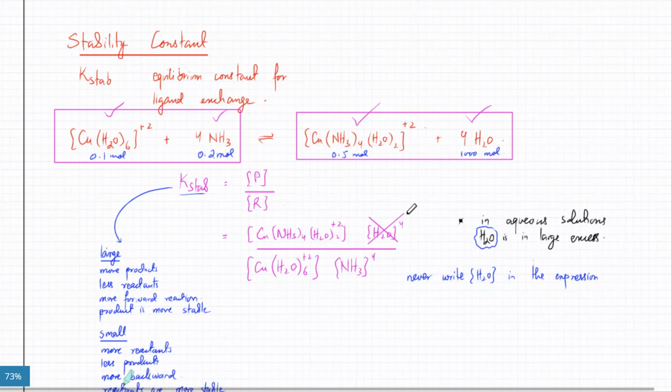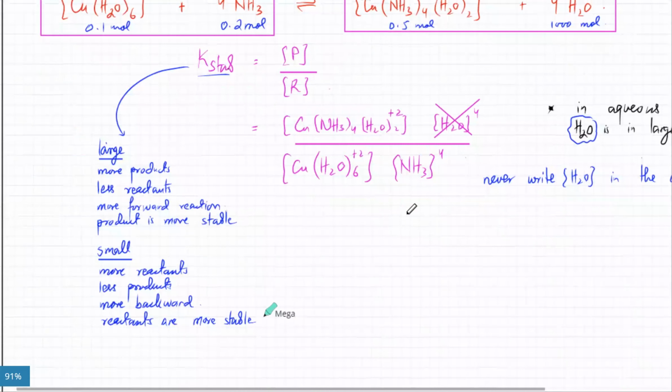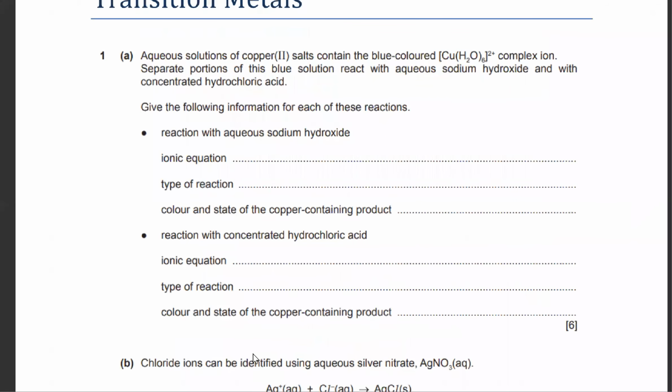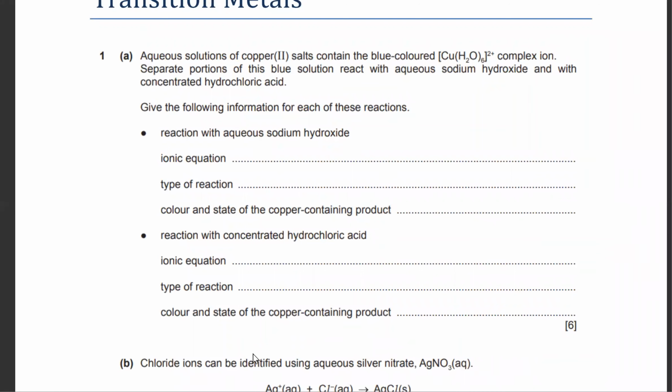And never write water in the expression. That's especially when it's aqueous. Never write water. So we're going to move towards questions now. I think we're done with the chapter now. So let's start with the questions. And remember, they're very typical questions, especially the Ligand exchange questions.